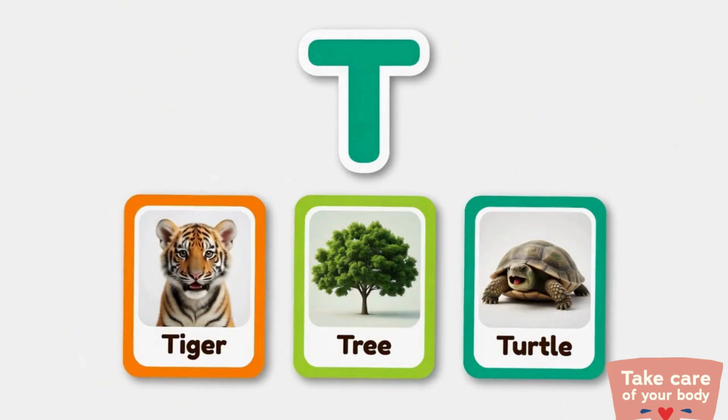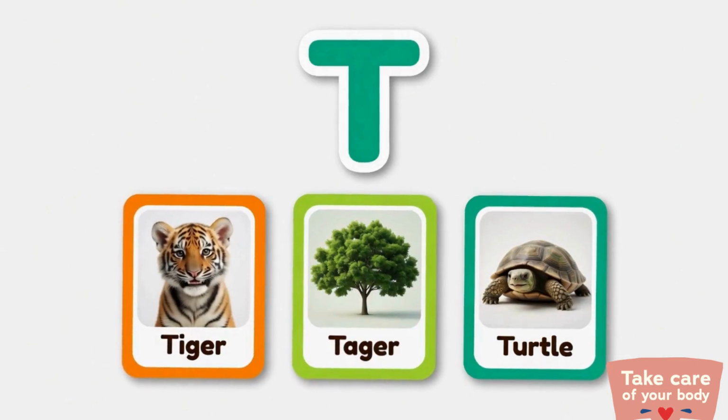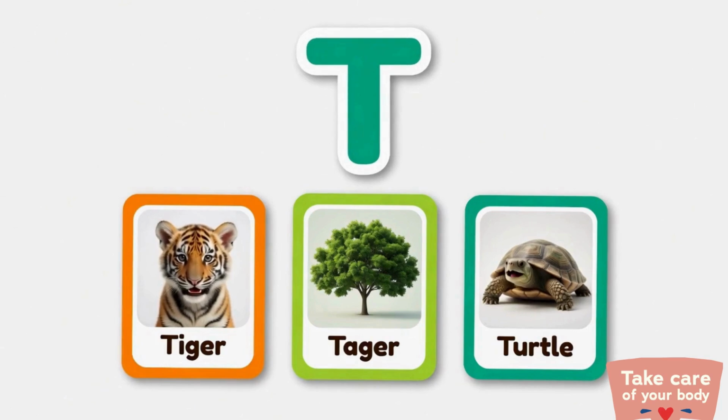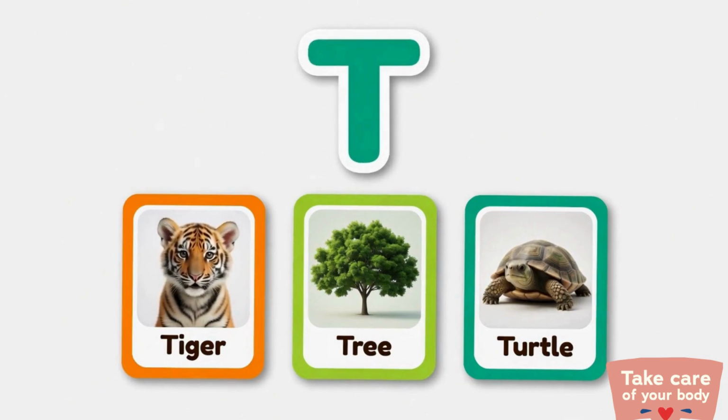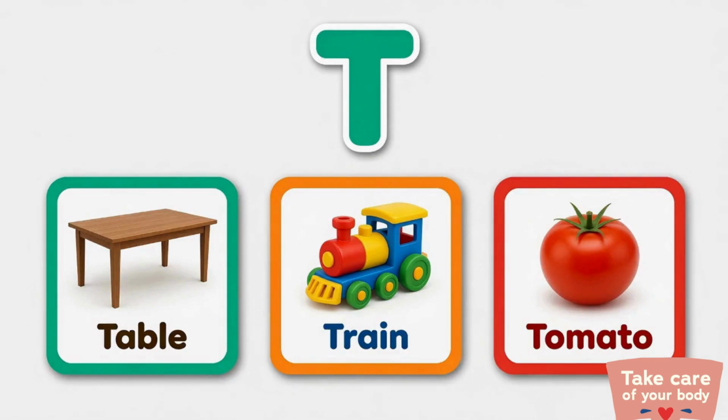This is the letter T. T is for tiger. T is for tree. T is for turtle. T is for table. T is for train. T is for tomato.